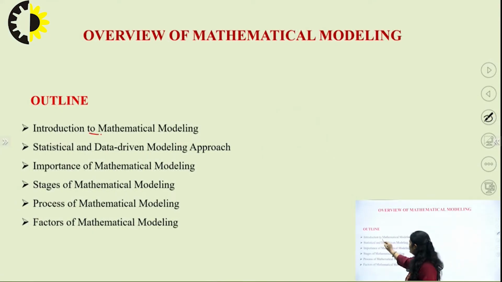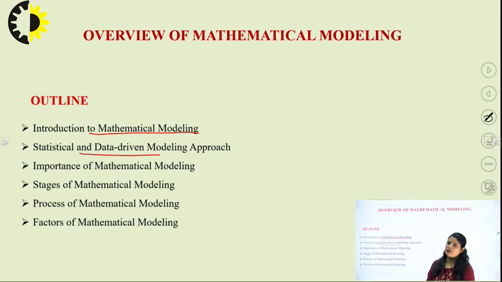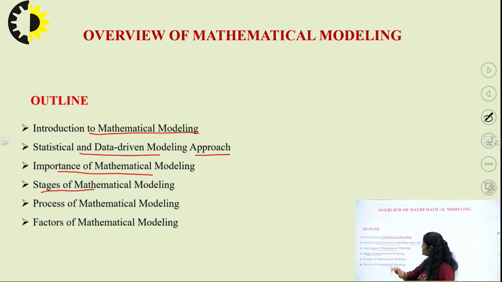First, we will see the introduction to mathematical modeling. After that, we are going to study the statistical and data driven mathematical modeling approach. Then we will discuss the importance of mathematical modeling. Then we will discuss the different stages and the process of mathematical modeling, and at last we are going to discuss the different factors.